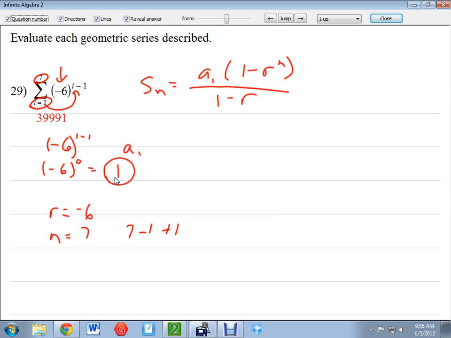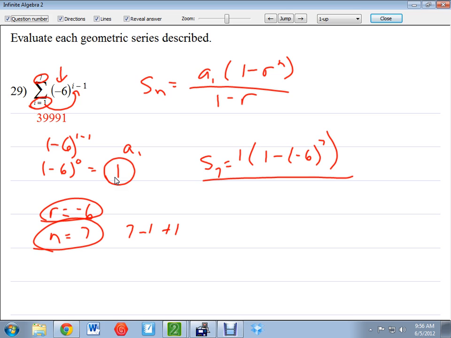Once you have your three things, A1, R, and N, then it's a simple matter of plugging into the formula. S sub, well, there are 7 terms, so S sub 7 is equal to A sub 1, which is 1, times 1 minus R, which is our negative 6. Make sure to put that in parentheses, being raised to the nth power, which is 7, all over 1 minus R, which is again our negative 6. I drew the line a little long here.